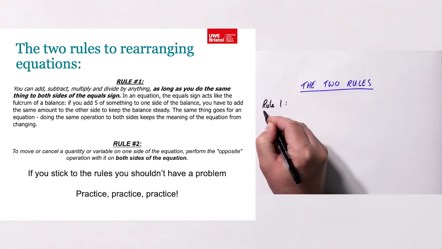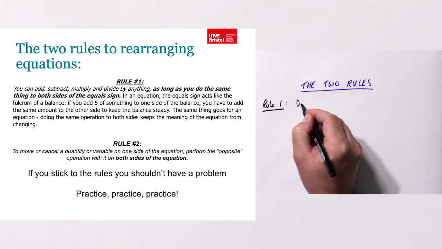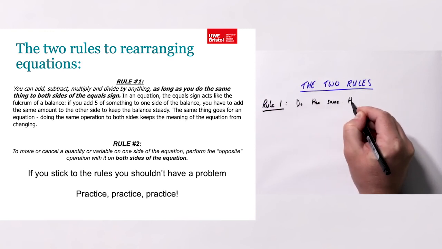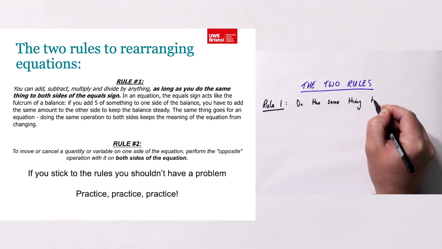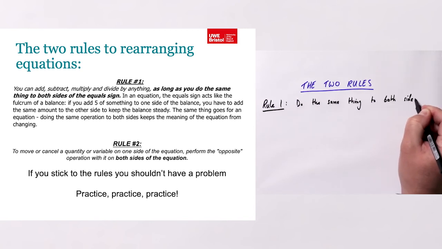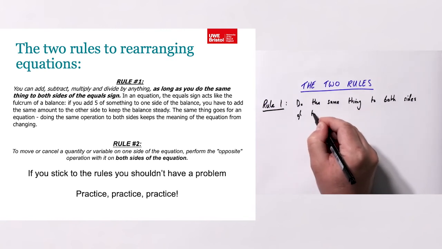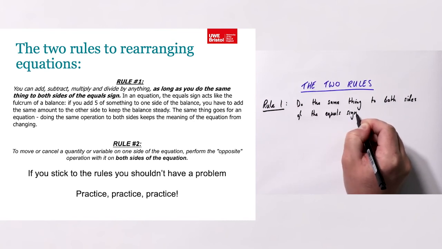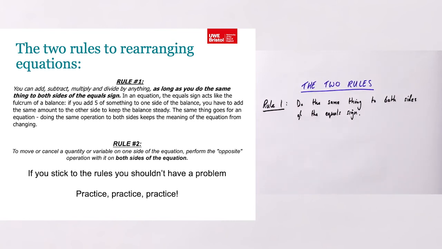Rule 1. Do the same thing to both sides of the equal sign. So remember, it's like a seesaw. If you do to one thing, you must do it on the other. And if you keep following that through and you write it out longhand, that's particularly useful. If you write it out at length, you'll see the bits you can cancel out. Don't try and skip a stage.